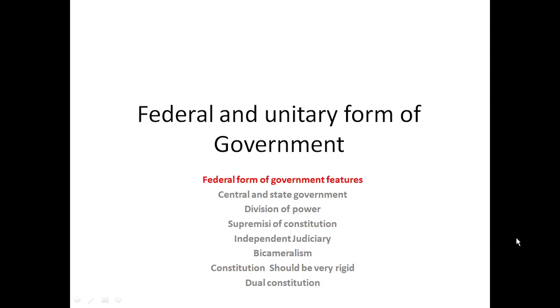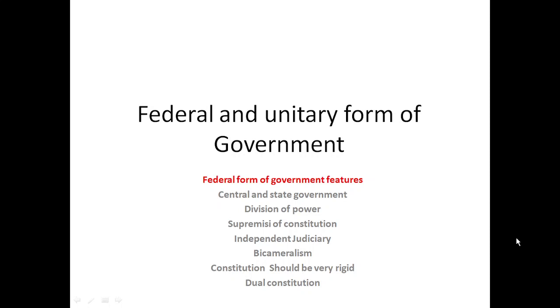When you have a federal form of government, there can be disputes between the center and the state. Then you need a judiciary which is controlled neither by the state government nor by the central government. To deal in a fair manner, finally justice should be ensured to the aggrieved parties without any favoritism or bias, for which we need an independent judiciary. That is why we say independent judiciary is also a feature of the federal form of government.